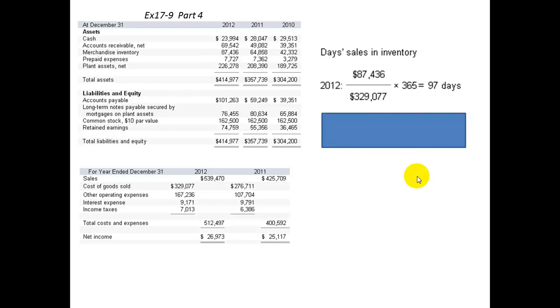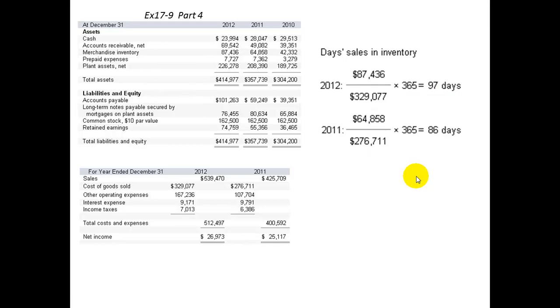So let's take a look at 2012 and kind of see what the difference is between the two days sales inventory. So for 2011, we've got our $64,858, which would be our ending balance for merchandise inventory for 2011, and we're going to divide this number by the cost of goods sold for 2011, which was $276,711, and this result is going to be multiplied by 365 days, and it looks like our days sales inventory for 2011 is 86 days.